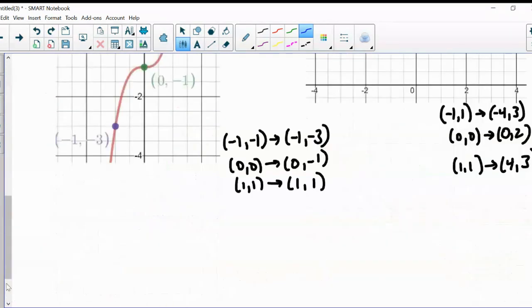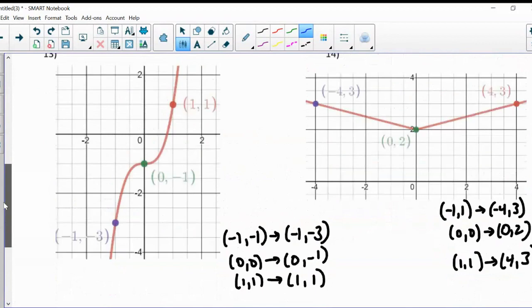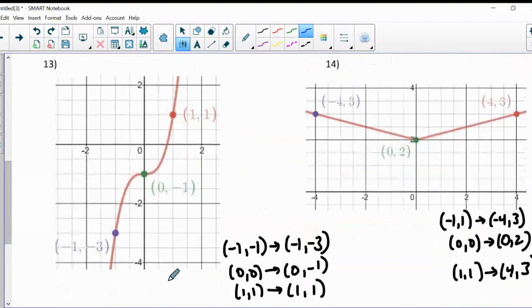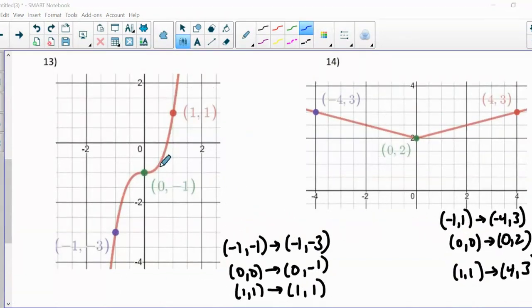Now that I get to problem 13, this is a little bit more complicated. So if I'm looking at this, let's look at the x values first. This one doesn't change. This one doesn't change. And this one doesn't change. So that's actually easy. F of x is equal to x cubed. I don't have a shift or I don't have a stretch.